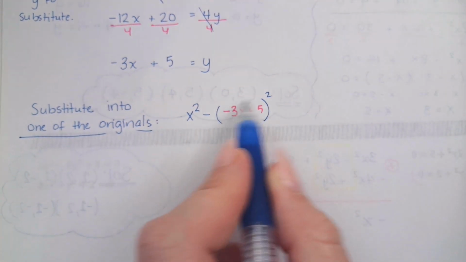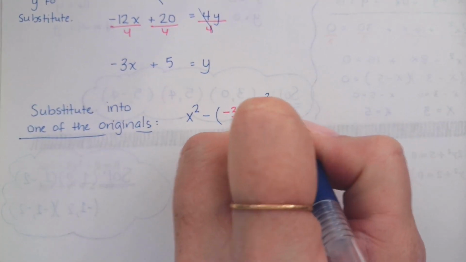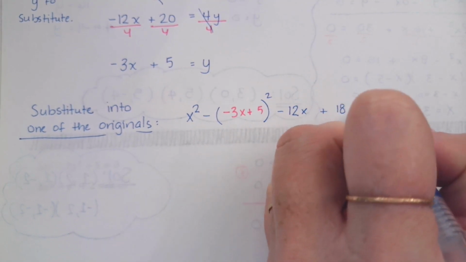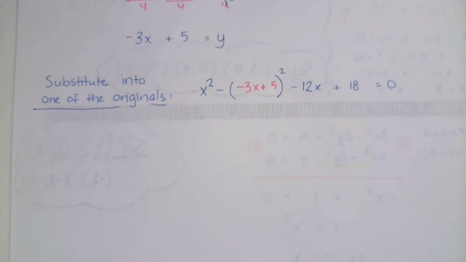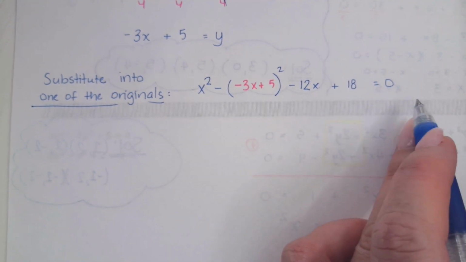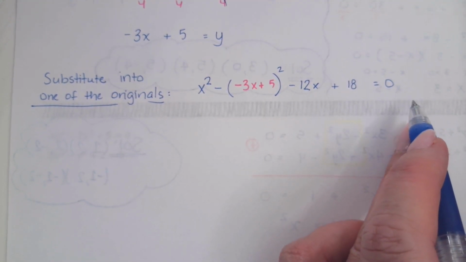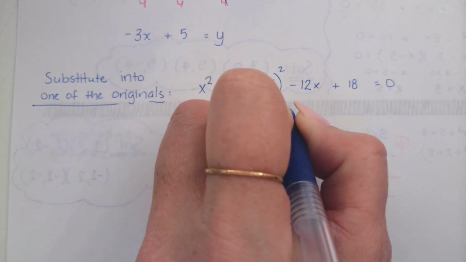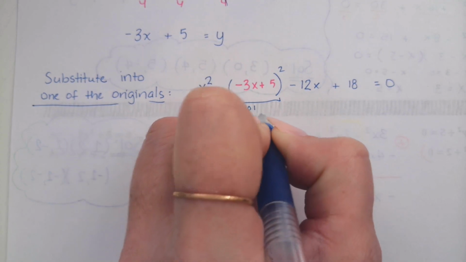Alright, so right here is where I put my y squared, and then we'll have minus 12x plus 18 equals 0. So now it's just one type of variable. Like if you look at it now, it's just all x's. There's no y's anymore. I do need to FOIL this little guy out right here.